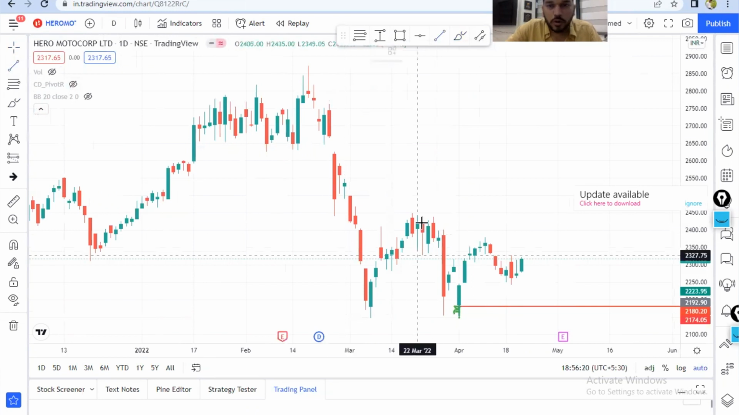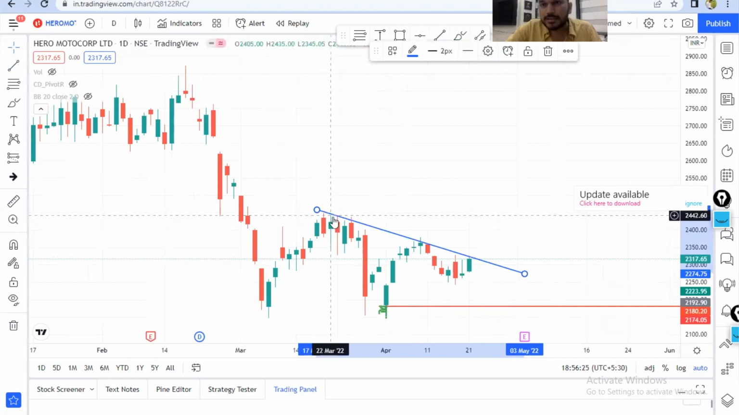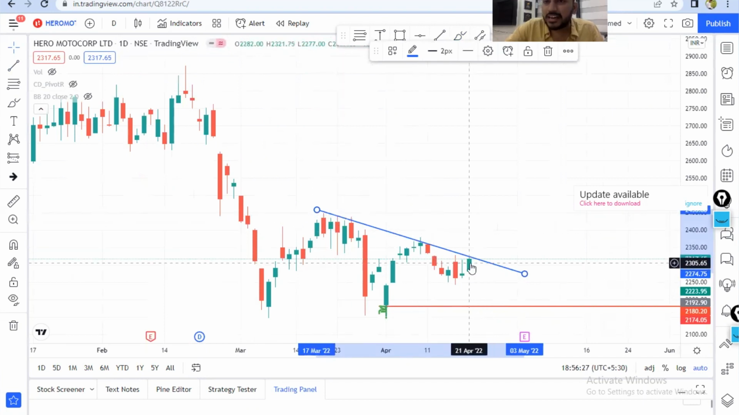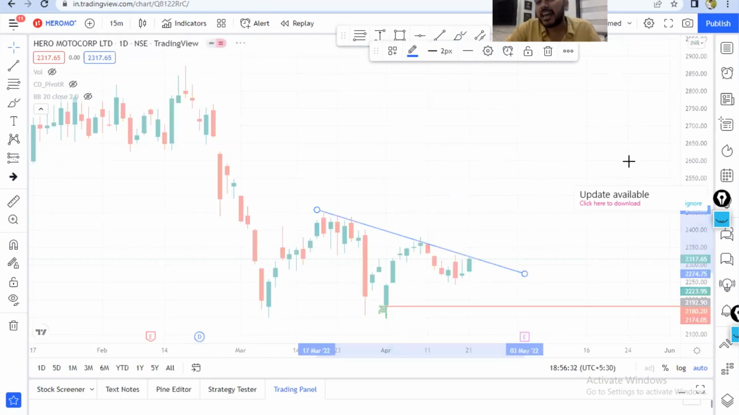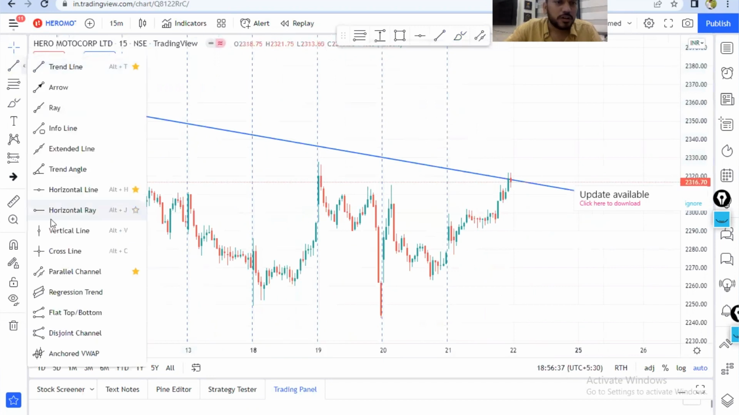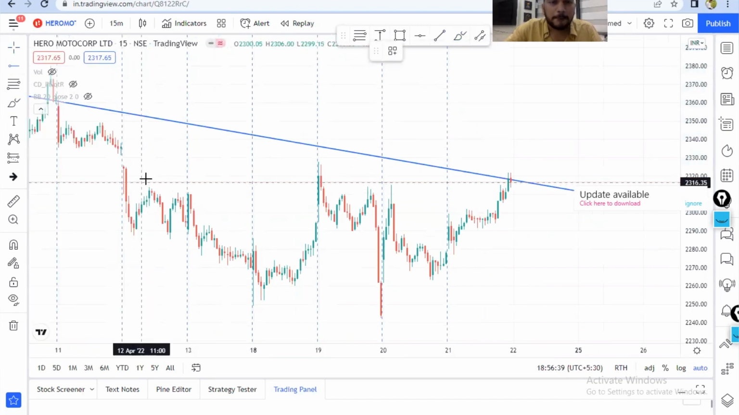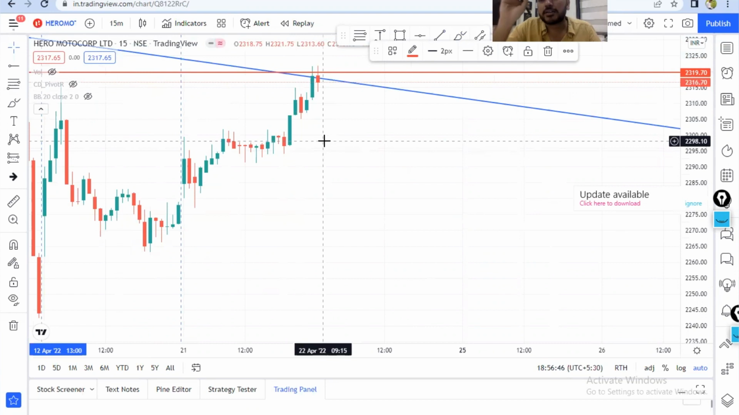So if you look at Hero MotoCorp, this is a trend line which has been tested once, twice, thrice, and now it is ready to give a breakout. Let's go to something like a 15 minutes time frame to mark our entry and exit triggers, right? So let's go over here. Just take a horizontal line, mark the nearest resistance, right? Now over here, we'll go long at 2320, and our stop loss will be 12 points. Simple. Our stop loss will be about 12 to 15 points. That's it. That is Hero MotoCorp for you.